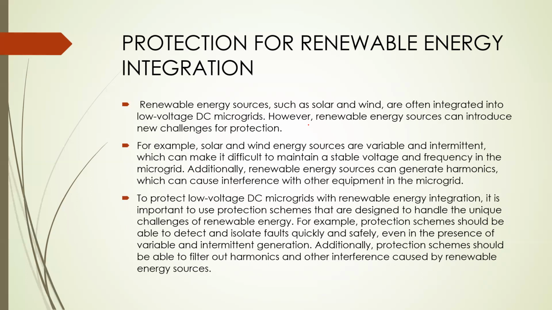To protect low voltage DC microgrids with renewable energy integration, it is important to use protection schemes that are designed to handle the unique challenges of renewable energy. For example, protection schemes should be able to detect and isolate faults quickly and safely, even in the presence of variable and intermittent generation. Additionally, protection schemes should be able to filter out harmonics and other interference caused by renewable energy sources.